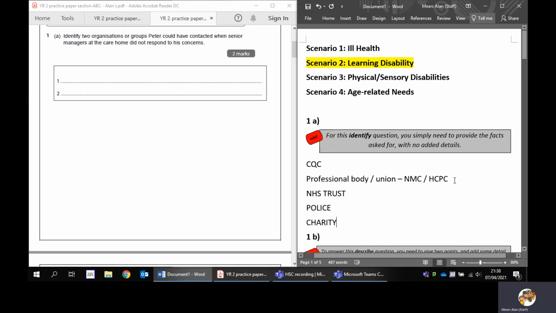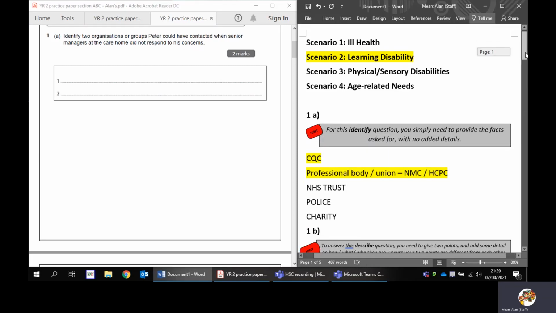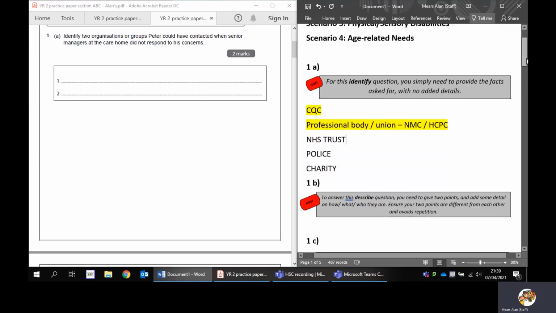Now, we'll take my first 2. I'll put them in yellow because we've got to get those checked and marked at the end. So we've got the HCPC and a union. That's all you need to do. List them off. So looking at the time, we are 2 minutes in with 2 marks down.